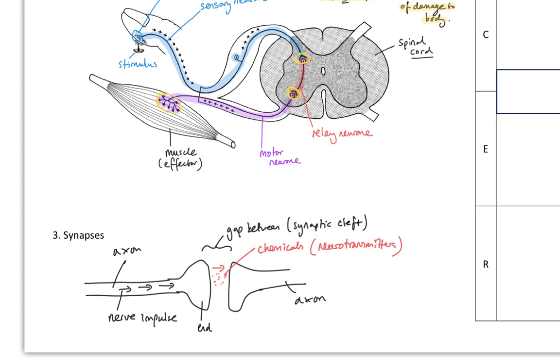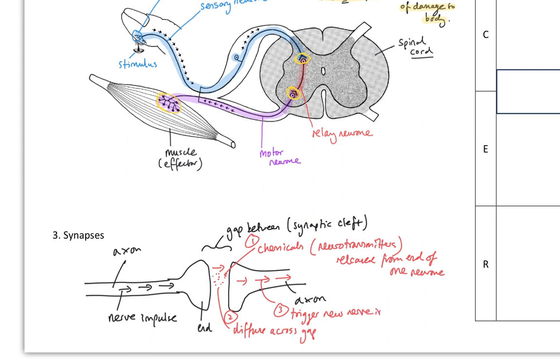And they're released from the end of one neuron. And they diffuse across the gap. That's the gap. And they trigger new nerve impulses. So that's like 1, chemicals are released. 2, they diffuse across the gap. And 3, they trigger new nerve impulses.